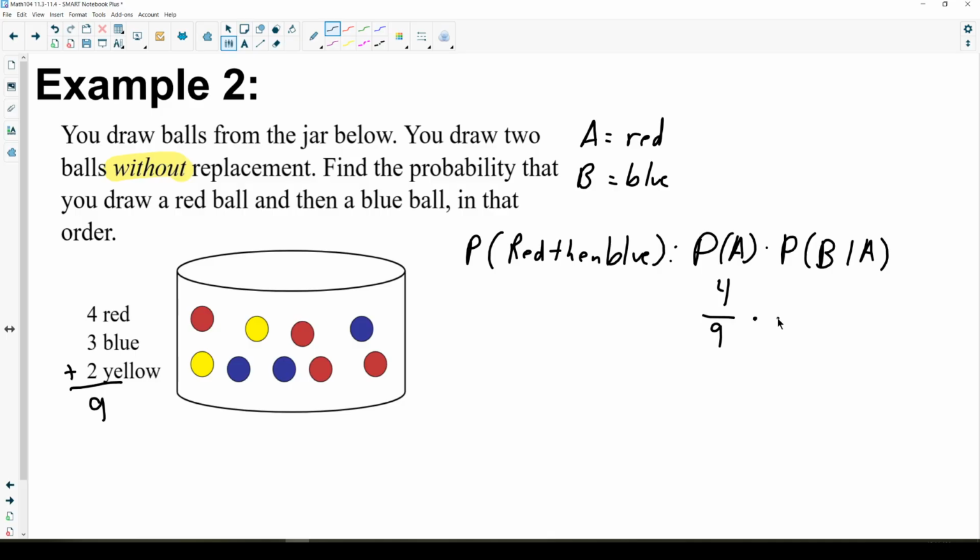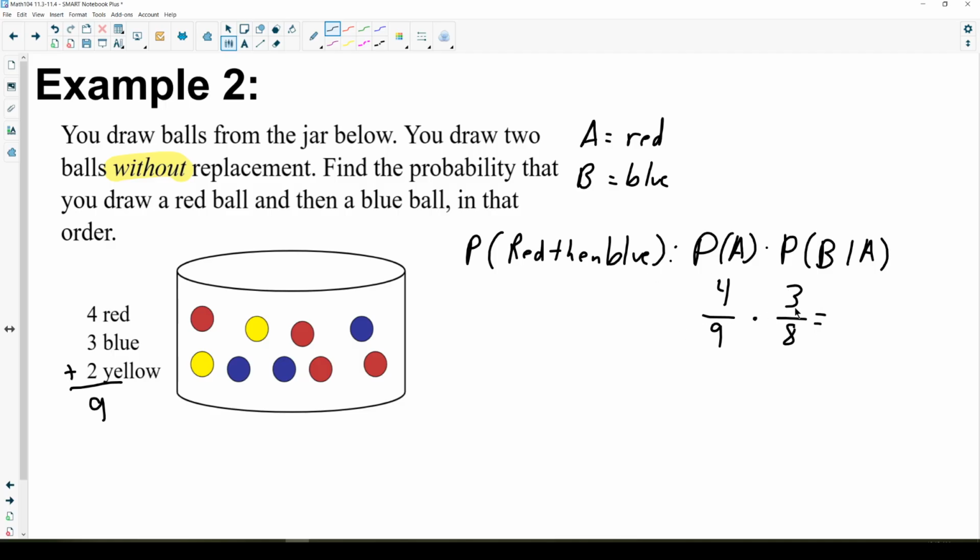Well, then my total number of balls in the jar when I go for my second pull is going to turn down to 8. That's why we said these weren't independent, right? The one is changing the other. And I have a total of 3 blue balls in the jar. So my probability of red is 4 out of 9, and my probability of blue after an A has been drawn, B given A, is 3 over 8.